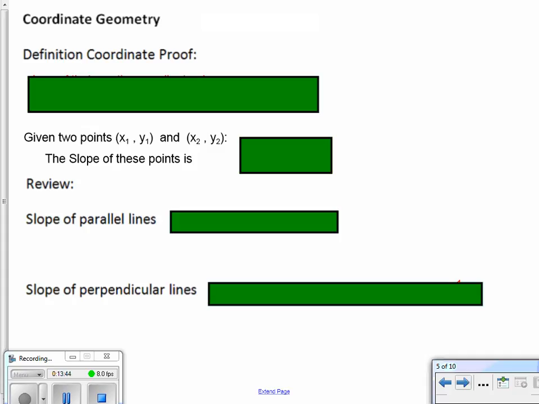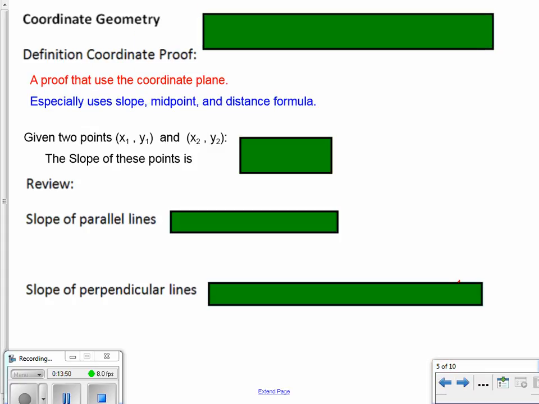We're going to go over just a few more definitions here. Definition of a coordinate proof. This is looking at coordinate geometry. A coordinate proof is a proof that uses the coordinate plane. So again, we're going to look at our XY coordinates, plot some points, and use some of the things we know about proving things, specifically using that coordinate grid.